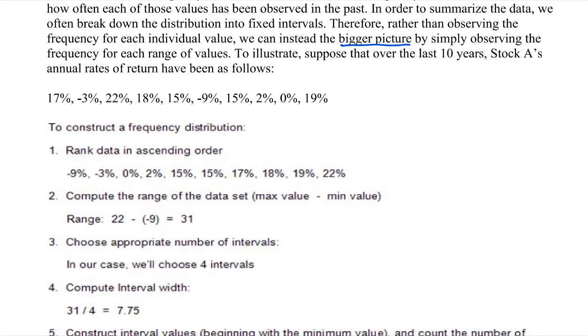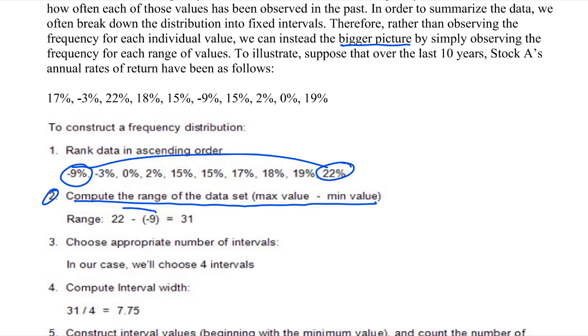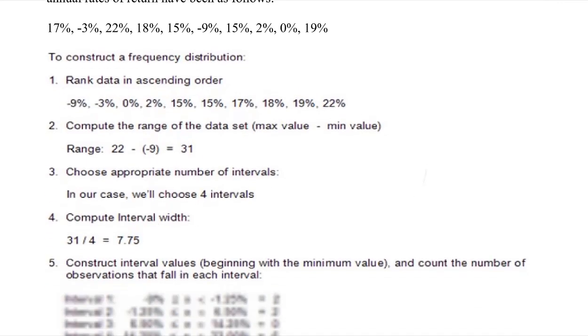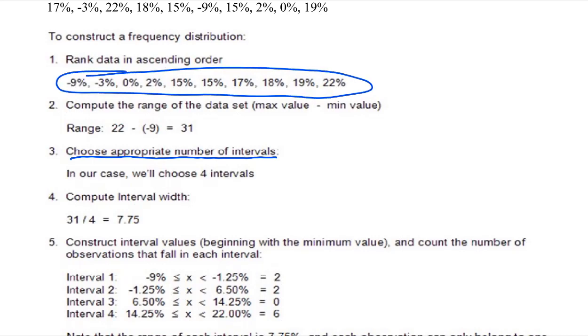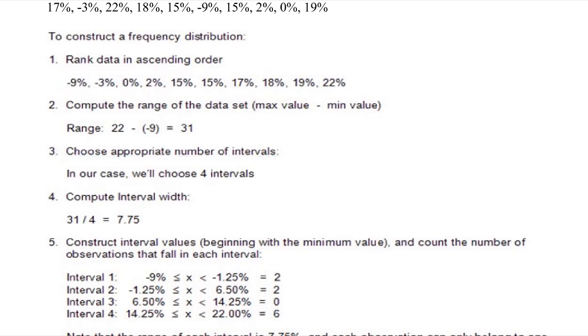And the second thing we're going to do is compute the range from the highest value to the lowest value. So there's the lowest, there's the highest. If you look at the difference between these two, that gives us a range of 31. Now the next thing is where discretion comes in. So we choose the appropriate number of intervals. There's 10 data points right there, and it's up to the analyst to determine how many intervals they want to summarize the data into. Just for illustration purposes, I picked 4 intervals.